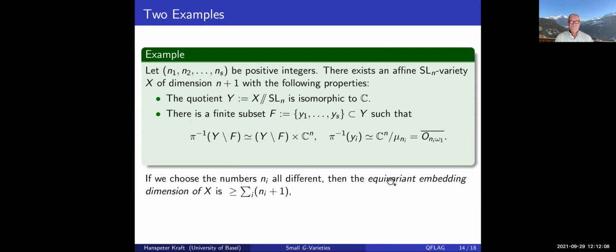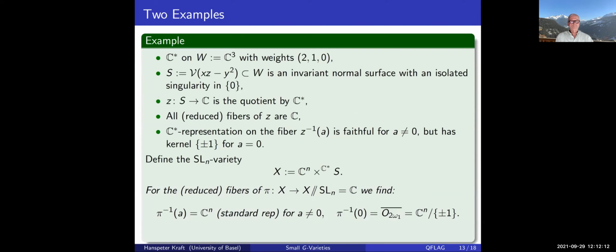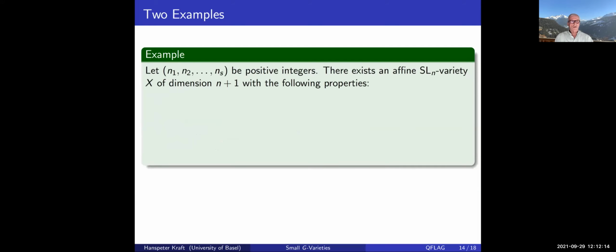Next one. Let me give here another example. Let me say where this example goes back. It's known that you can embed every smooth affine variety of dimension d. You can always embed it in an affine space of dimension 2d minus 1.